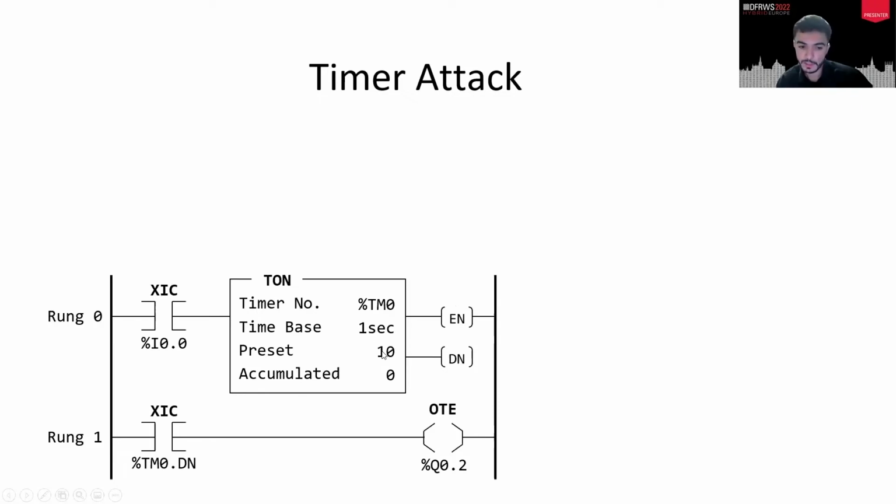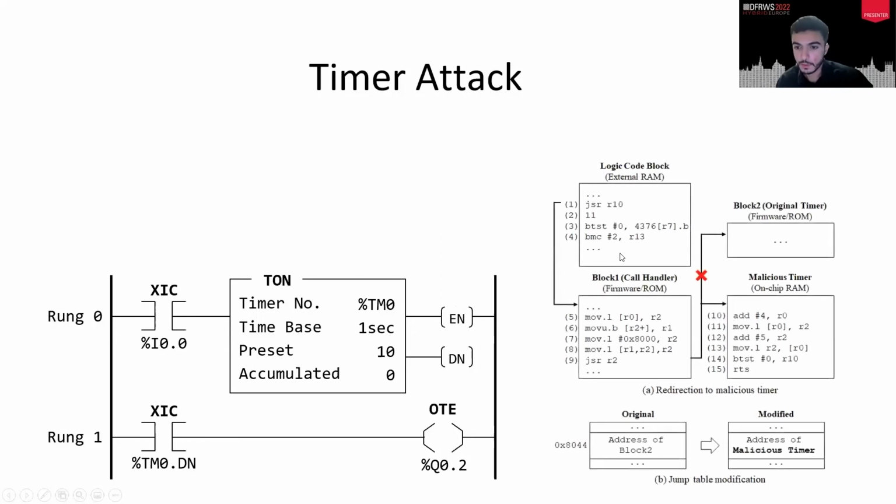After 10 seconds, the DN bit, the done bit, is going to turn on. Simple, right? Every second it's going to count, and after 10 seconds, the done bit is going to turn on. So this is what it looks like in the backend, inside the PLC. It runs, and if it sees a timer, it jumps to the R10 register. And R10 is basically where this function calls.